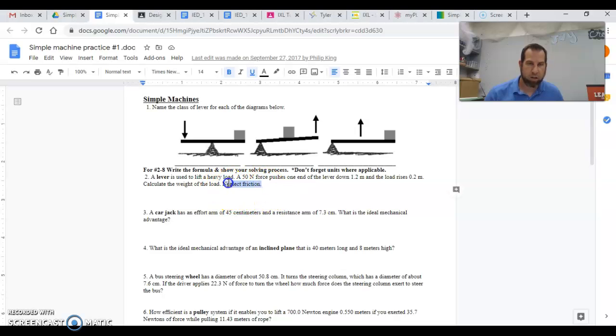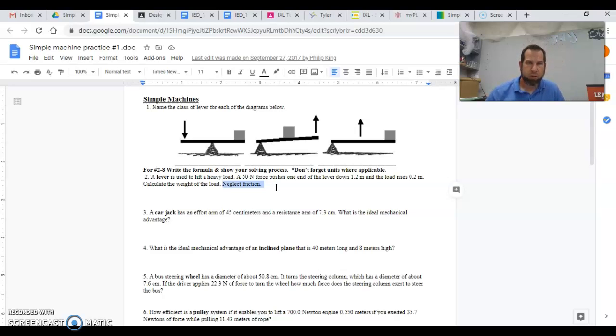In other words, static equilibrium. In pretty much all these problems, we're going to be assuming static equilibrium unless they tell us otherwise, which they never do. So you can use the fact that IMA is equal to AMA, like you will basically always be doing here.